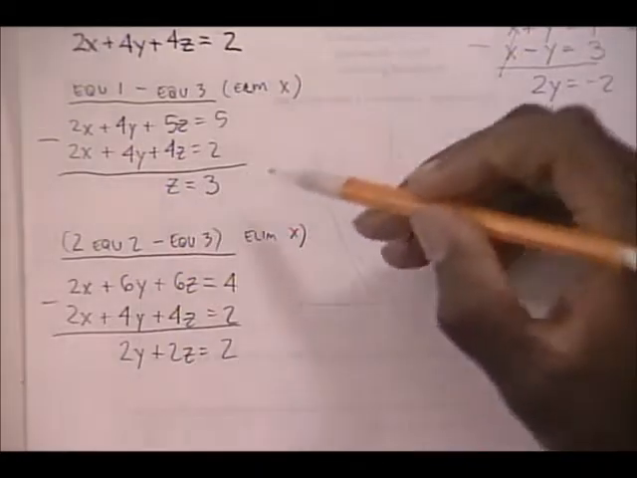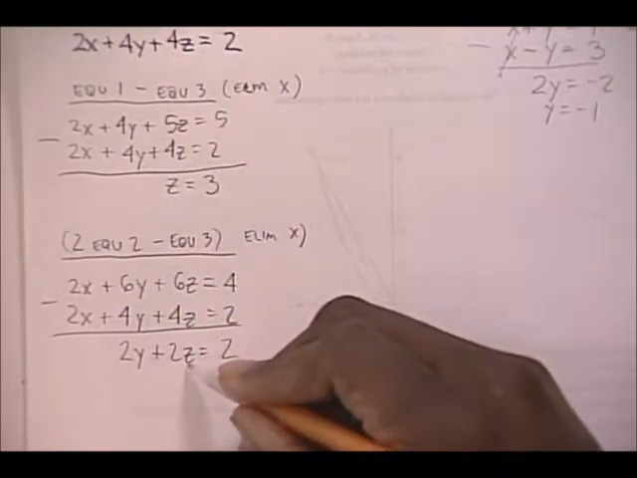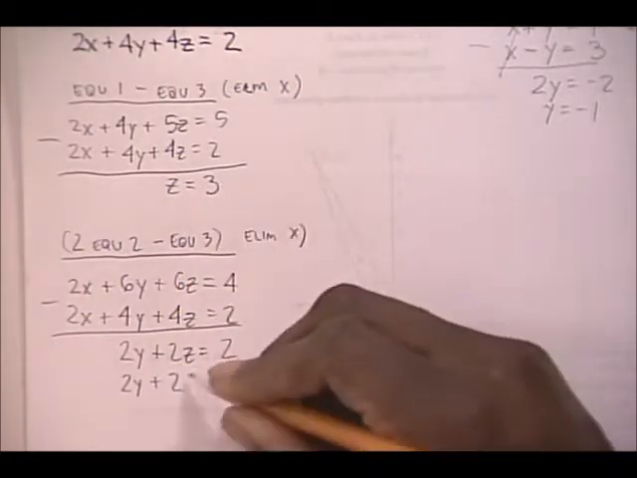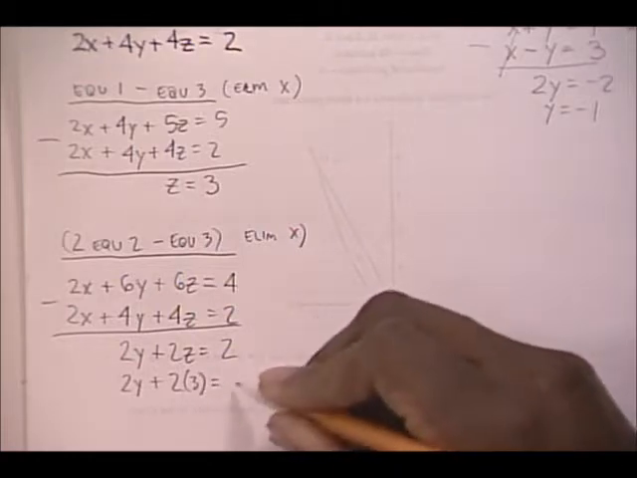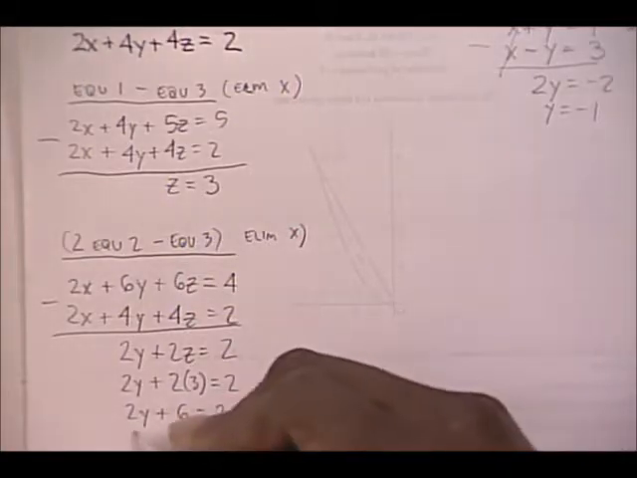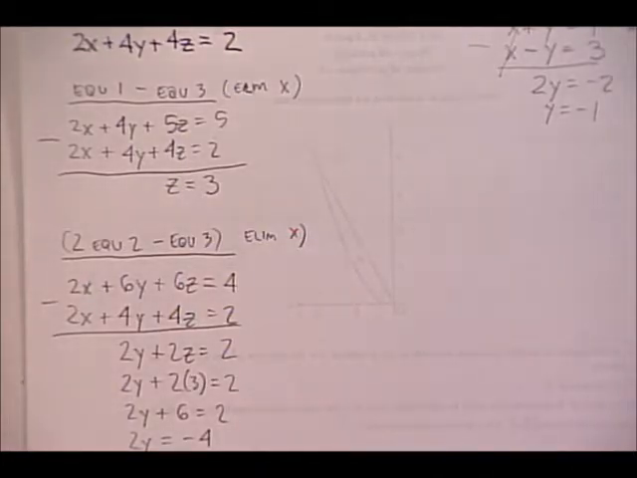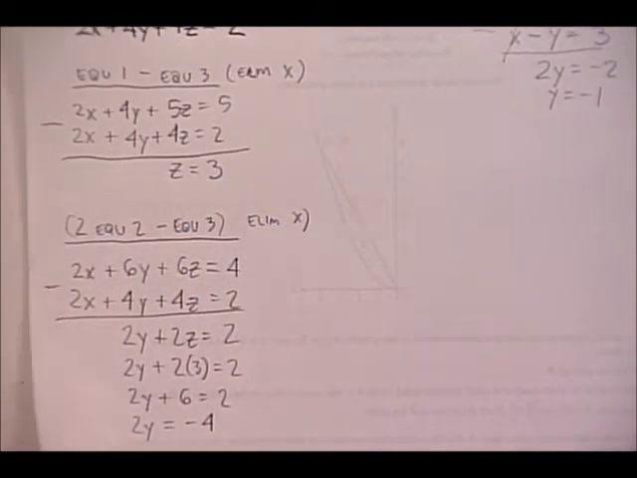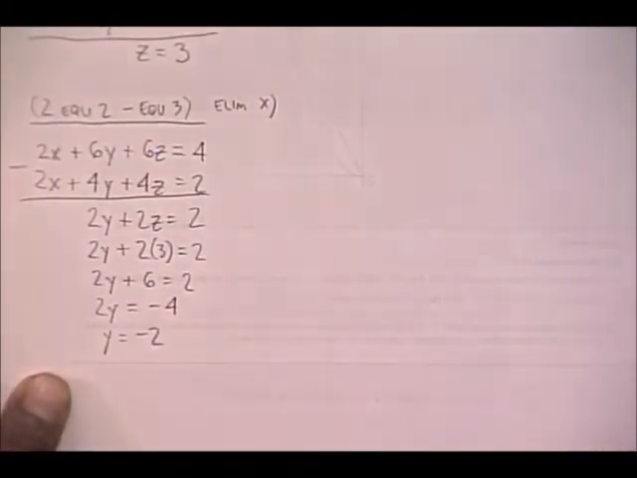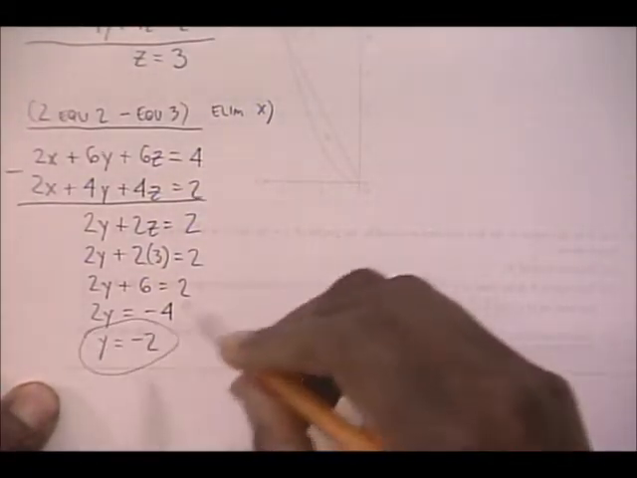But you'll notice that earlier in the problem, we calculated what z was. So we'll substitute that z here. We get 2y plus 2 times z, which we calculated to be 3 earlier, is equal to 2. You get 2y plus 6 is 2. 2y is equal to negative 4 after you subtract 6 on both sides. And then you're left with y is equal to negative 2.